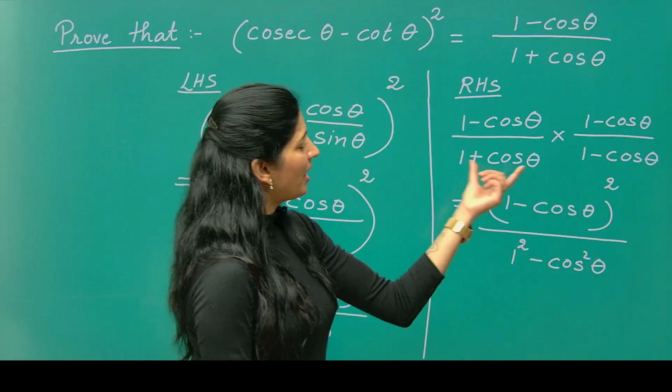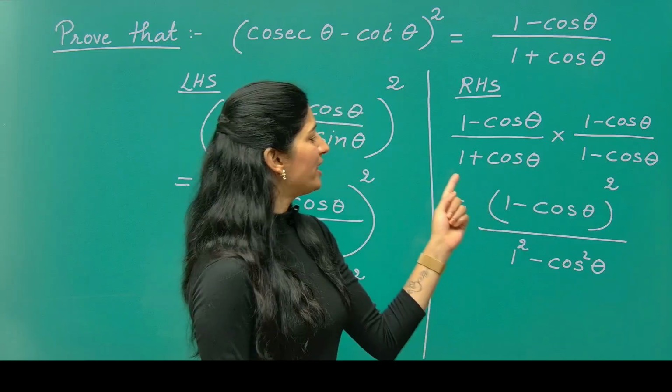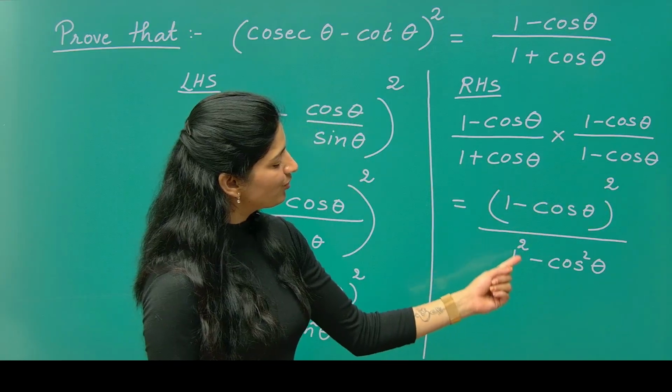In this step, I am multiplying 1 plus cos theta with 1 minus cos theta. So I can use the identity (a plus b) multiplied by (a minus b) is equal to a square minus b square.